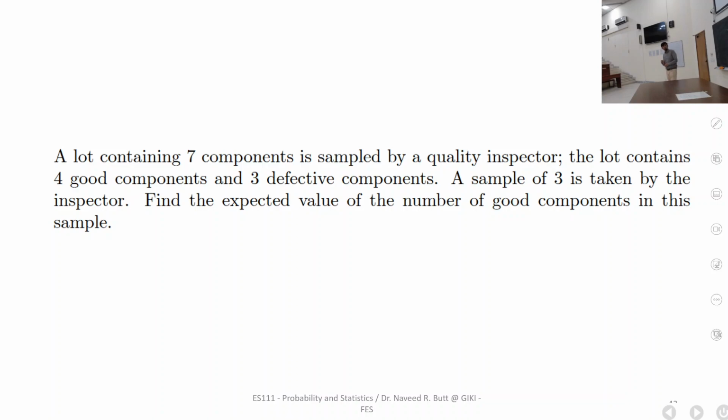Okay, now we are on to moments. Yeah, so it's already going to expected value, rather mean, variance, covariance. So we have done the theory in detail. Now we are doing the practice problem. So they are asking to find the expected value of the number of good components in this sample. So what's the problem? There is a lot set containing 7 components, and it's sampled by a quality inspector. The lot contains 4 good components and 3 defective ones. Sample of 3 is taken by the inspector.